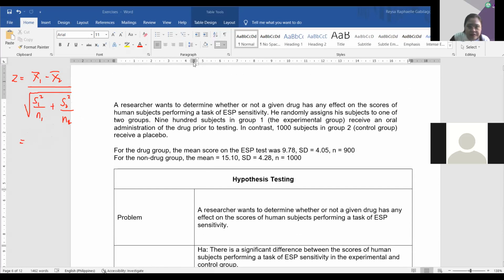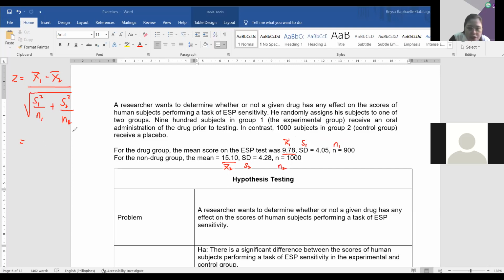Okay, now, taas ko siya ha. Ayan, the data. So, ano yung mga data natin here? X1 is 9.78. This is for the group 1. And then X2 is this one. The mean is 15.10. Now, the S1 is the standard deviation of the first group. So, this is the S1 here. And this is the N1. Label ko na lang siya ha. And then this is the S2. And this is the N2.